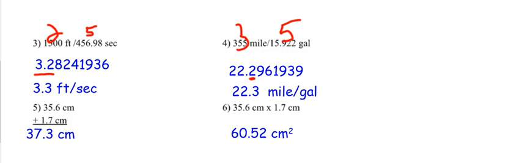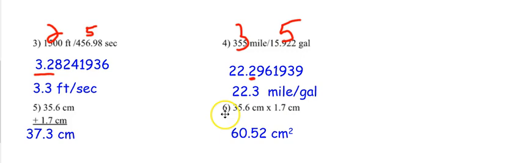All right, for number 5, we're adding. This is not multiplication, we're adding. The 6 is in the 10th spot, the 1 is in the 10th spot, so my answer is in the 10th spot, okay? Don't look at the number of sig figs. This is addition and subtraction. We're looking at where is your least precise digit, and it's in the 10th spot. So it is 37.3 centimeters.